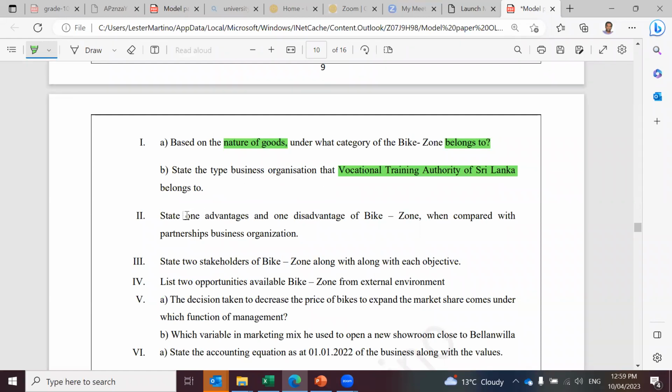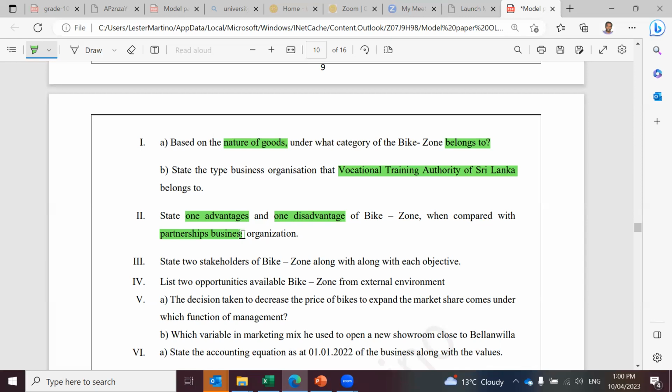State one advantage and one disadvantage of the business when compared with a partnership business. To get the answer, you don't need to read the case study. One advantage: all profit belongs to the owner. But in a partnership, the profit should be shared among partners. One disadvantage: the limitation of capital, or I would say the limitation of skills. The skills and competencies are limited to only one person.